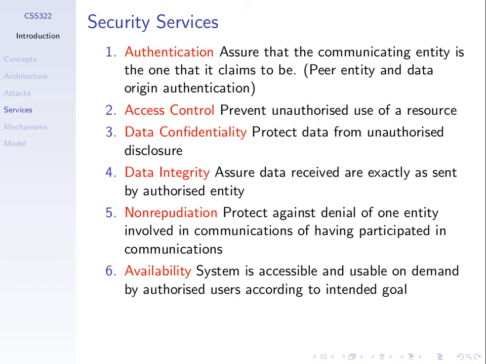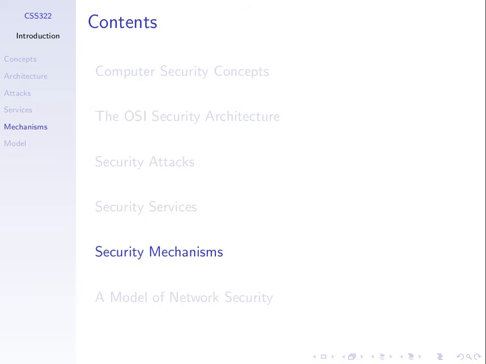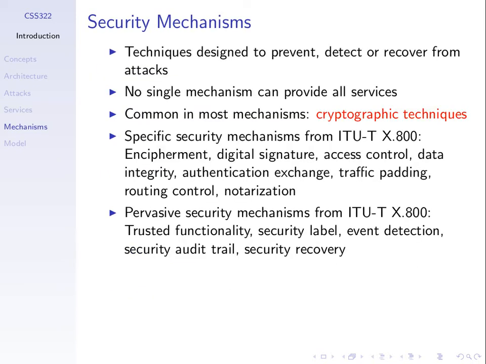So we have attacks, we have services, and to implement these services, to provide confidentiality, to provide non-repudiation, we have mechanisms. They are the techniques that we use to prevent, detect, and recover from attacks. And we combine mechanisms to provide services. There's no single mechanism that provides all services. There are different mechanisms available. Most mechanisms use cryptographic techniques. And that's why we spend a lot of time in this course explaining what is cryptography and what are these cryptographic techniques. Encryption is the main one.